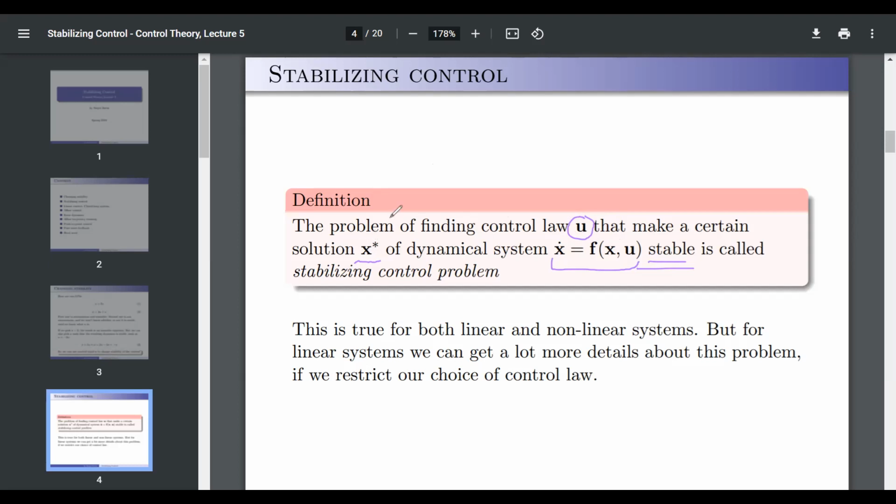Why solution? Well, for linear systems, either every solution is stable or no solutions are stable. For nonlinear systems, you can have situations where you have one solution which is unstable, one solution which is stable, and more importantly, your control for linear systems acts the same way on the whole solution space, whereas for nonlinear systems, your control may be designed specifically for one solution.